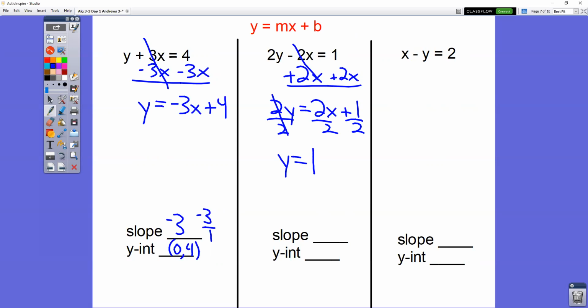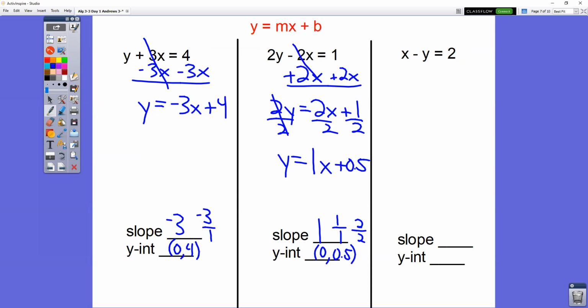Could I have left it as 2 over 2? Sure. I could just change it to be 1x, though. And then 1 divided by 2 is 0.5. So my slope is 1 or 1 over 1. Or if you left it as 2 over 2. All of those would be perfectly acceptable answers for a slope. Y-intercept is 0, 0.5.